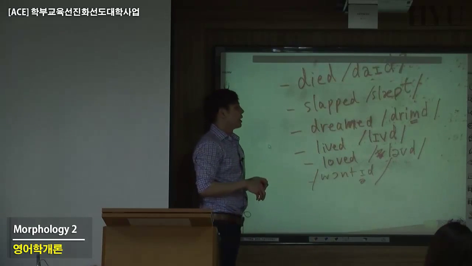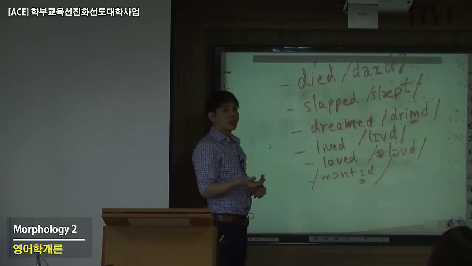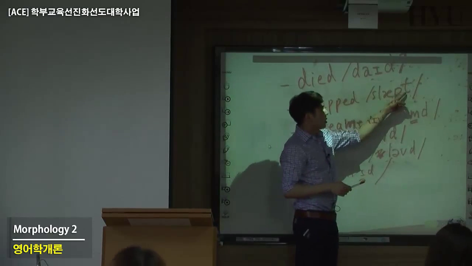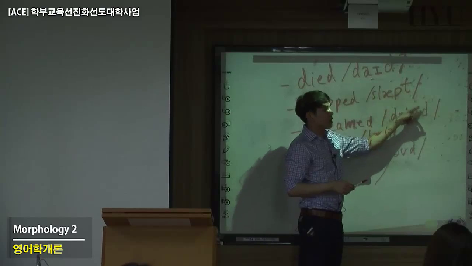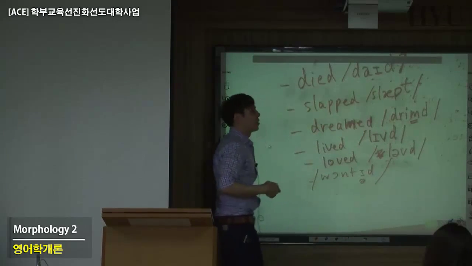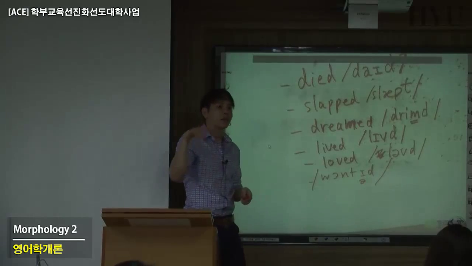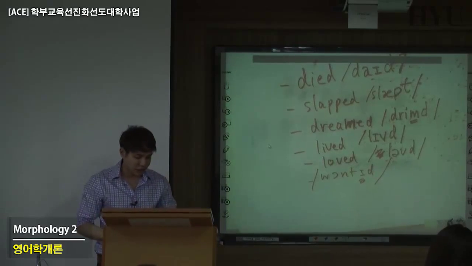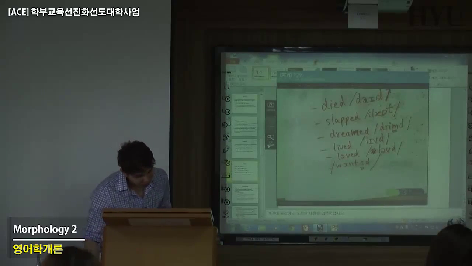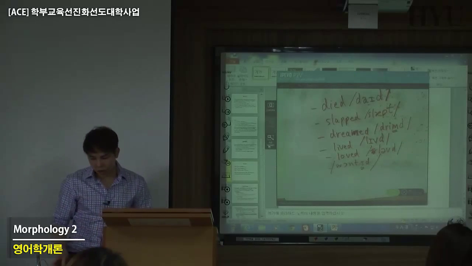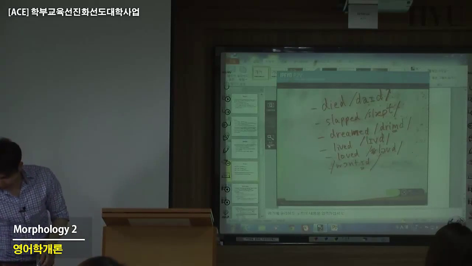Okay. So in English, when we want to indicate the past tense, we add the alveolar suffix T or D. Okay. Mostly the D, and then it will become a T in the voiceless condition. Okay. So that's what I want to talk about today.